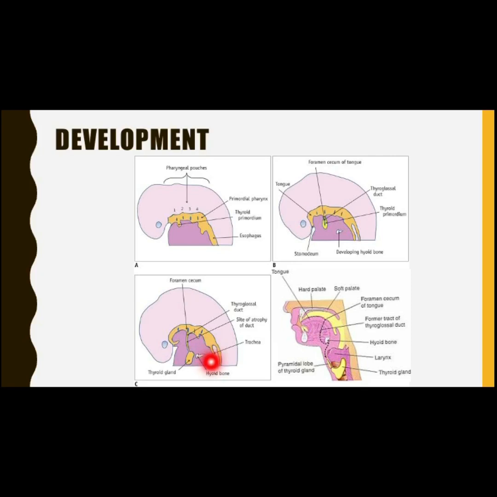position. In this picture you can see during the 7th week of intrauterine life, thyroid gland is situated in its final position with the degeneration of this duct. However, a small portion of this duct remains as a pyramidal lobe in the thyroid gland.